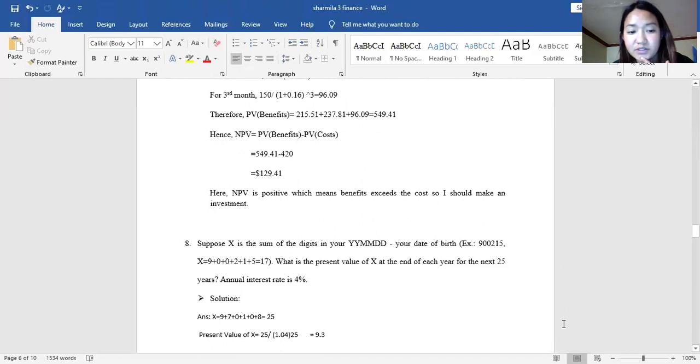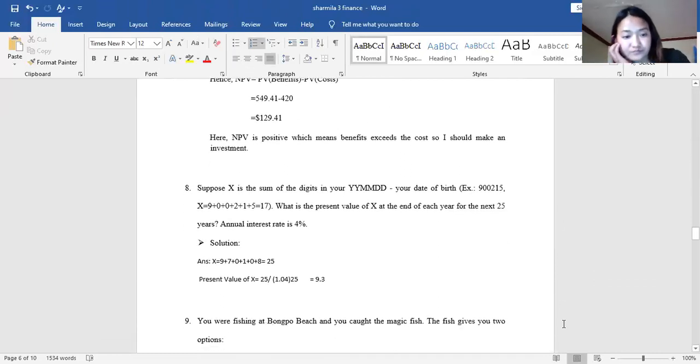For question number 8, suppose X is the sum of the digits in your year, month, and date of birth. Give an example. What is the present value of X at the end of each year for the next 25 years, and the annual interest rate is 4%. For the solution, X equals 9 plus 7 plus 0 plus 1 plus 0 plus 8, that is equal to 25. And present value of X is 25 divided by 1.04 to the compound power 25, that is equal to 9.3.